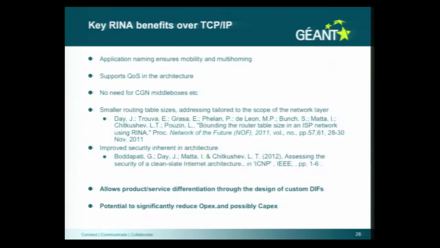So it supports QoS in the architecture. There's no need for middle boxes. It has smaller routing table sizes, because you can have hierarchical addressing in each of the DIFs. There's a paper on that by John. Improved security is inherent in the architecture, because you have security when you register with the network, when you try to allocate a flow, and you can have security between your applications.